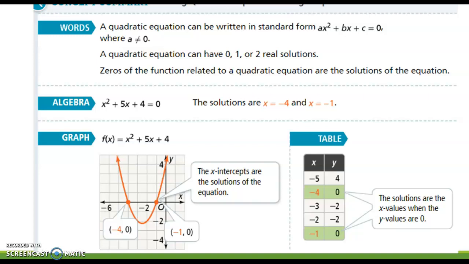Graphically, what you see is you graph your function and you find where it crosses the x-axis, or where it touches the x-axis if it's the vertex. In a table, you're looking for where your y-coordinates are equal to 0.